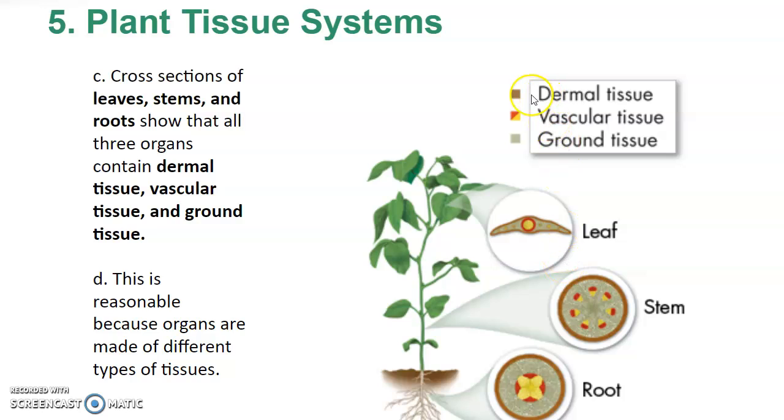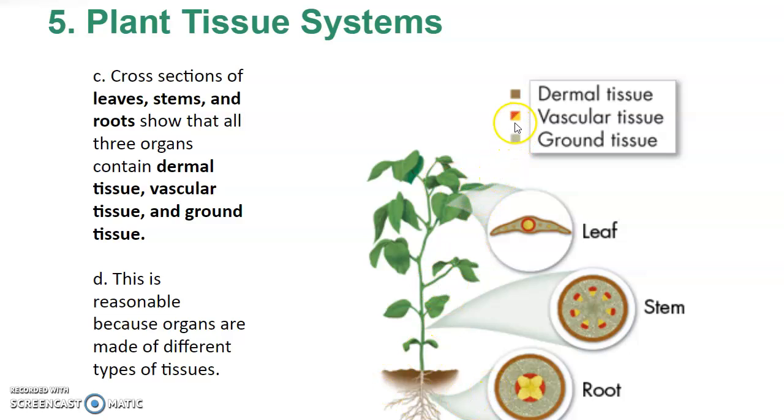So look, there's dermal tissue. This dermal tissue is this brown color. It covers this leaf. Likewise, there's dermal tissue in the stem. We cut it in half and look at it. There it is, covering. And we take a piece of root and cut it in half. There's dermal tissue there too, covering, because that's the job of dermal tissue, to cover and protect the plant.